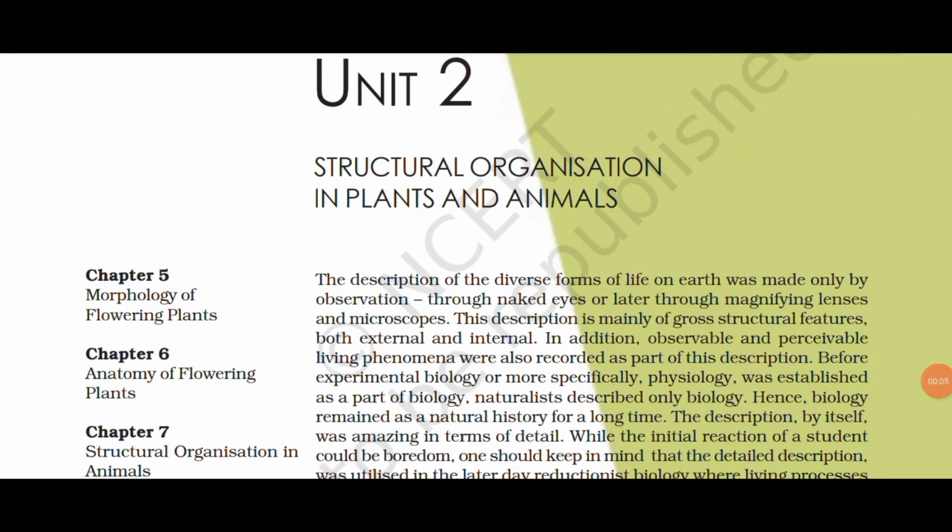Unit 2: Structural Organization in Plants and Animals. Chapter 5: Morphology of Flowering Plants. Chapter 6: Anatomy of Flowering Plants. Chapter 7: Structural Organization in Animals.